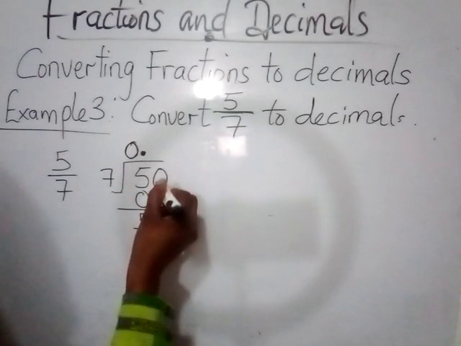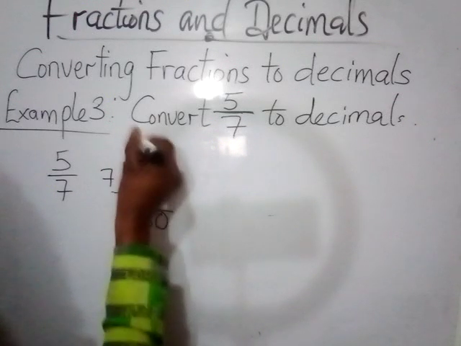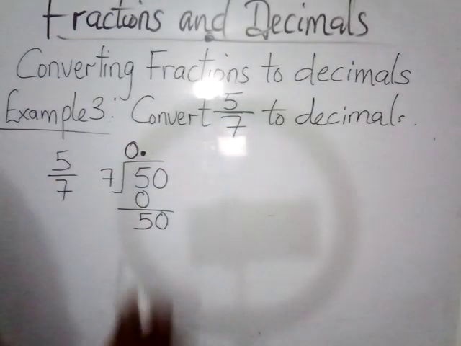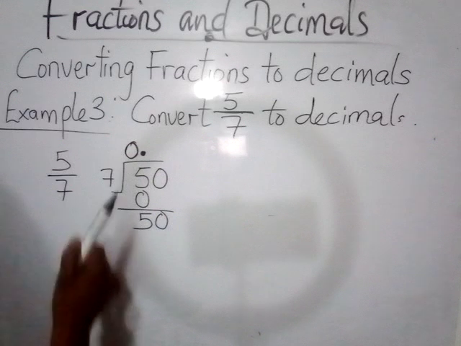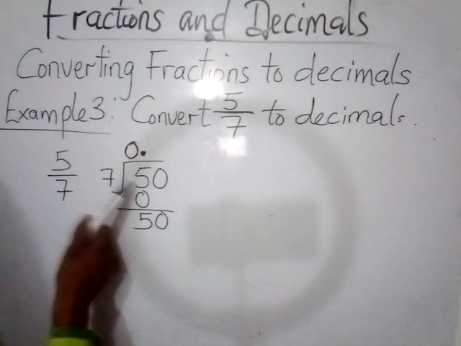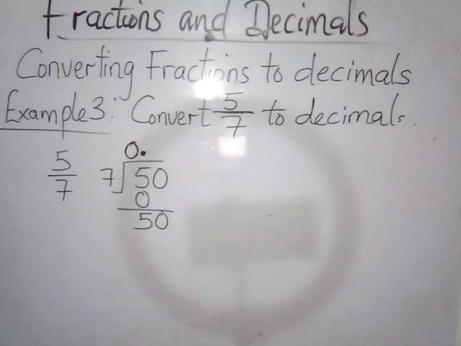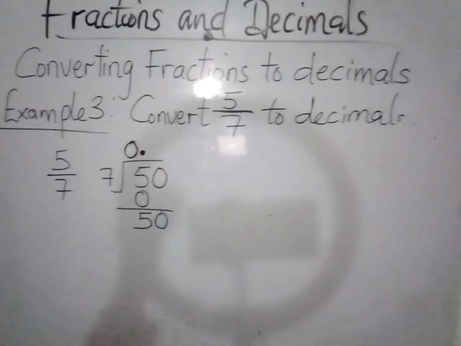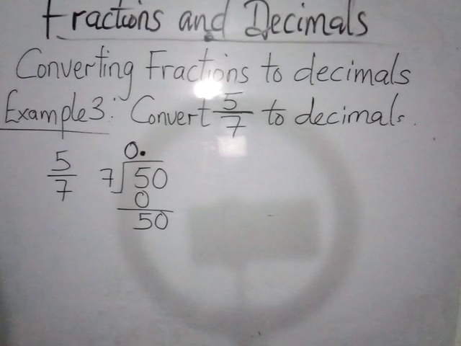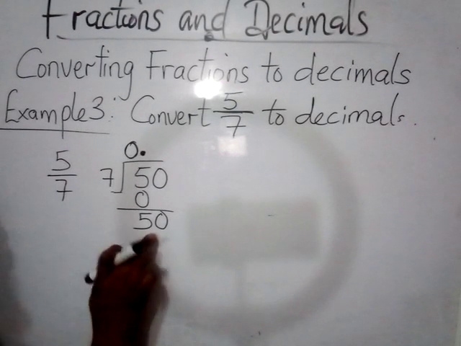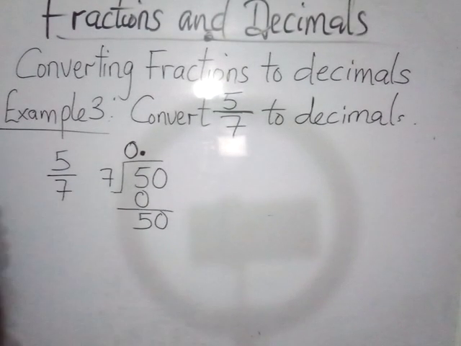Before you add the 0 to the dividend, make sure you put down your 0 and your point, because this is what indicates that the original dividend is smaller than the divisor. So you bring that in before you can continue the calculation. So now we have a new number, which is 50. So we're going to do 50 divided by 7.